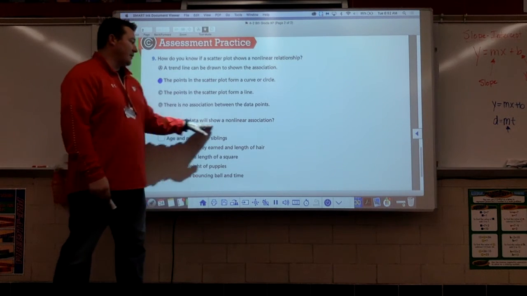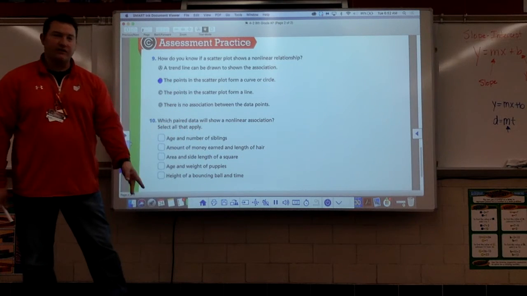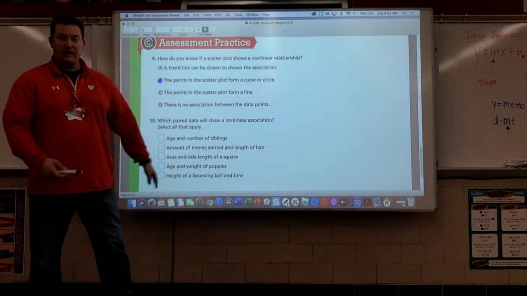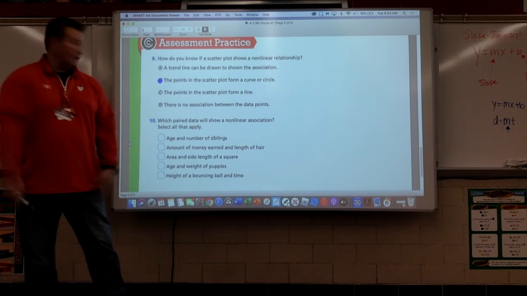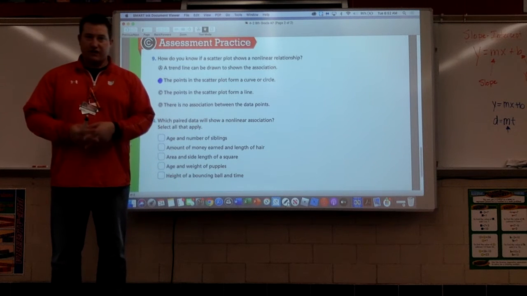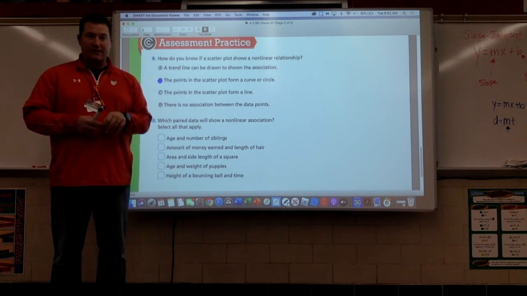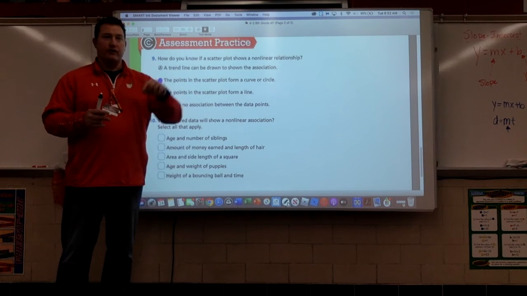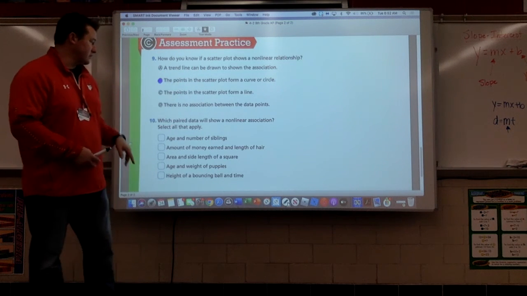All right. And then lastly, kind of what we did on questions 3 and 4 here. We have to figure out of our data here, our paired data, our bivariate data, which shows a nonlinear association. So in other words, if we were to make little scatter plots, right, which one is going to be nonlinear? So it's going to make a curve or a circle, right? That's what they talked about here.